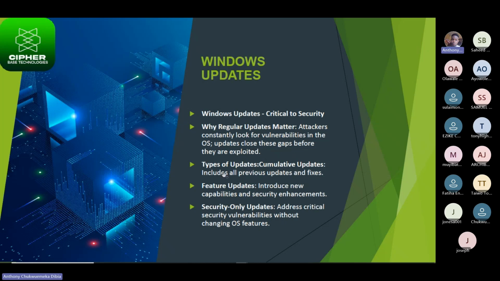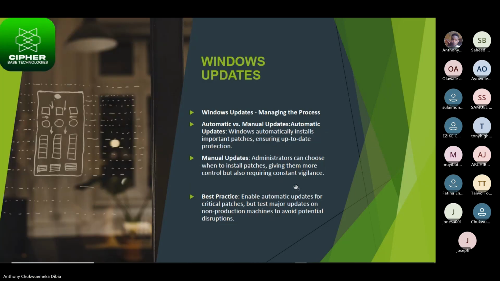Now we have types of updates. We have cumulative updates, which include all previous updates and fixes. We have the feature updates, which introduce new capabilities and security enhancements. We have the security-only updates, which address critical security vulnerabilities without changing operating system features. So these are the types of updates that we have.